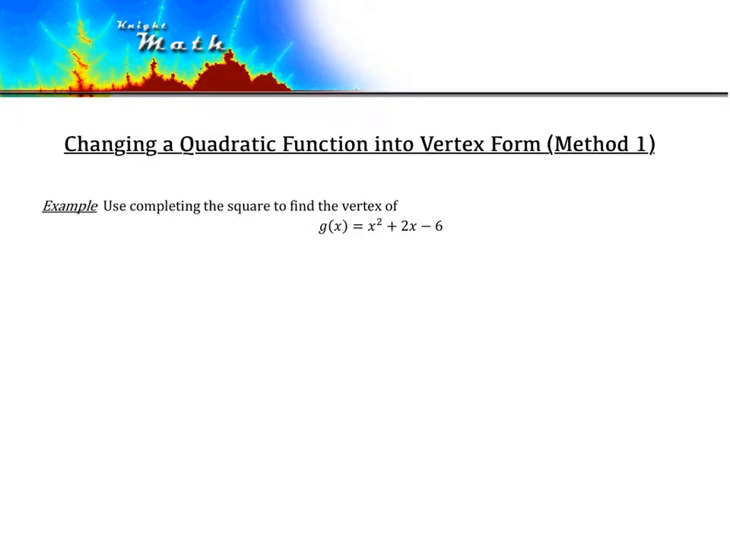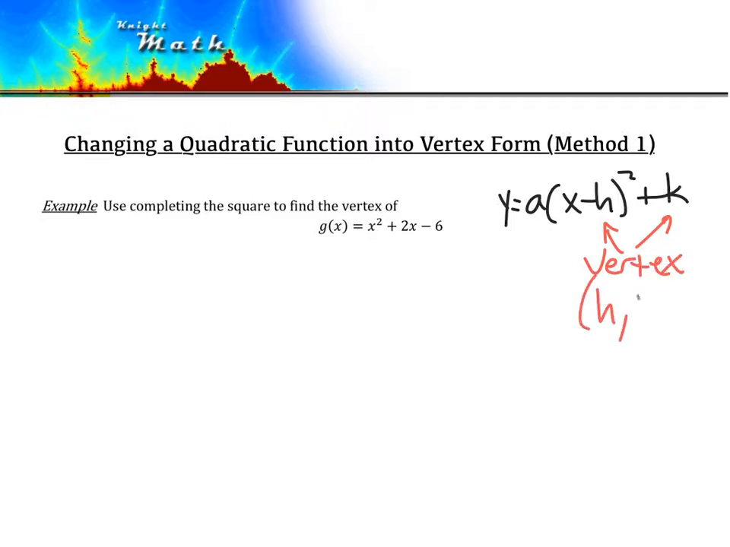So we're going to look at a method for changing a quadratic function into vertex form, because vertex form is real nice to graph, and we'll want to graph it here in a moment. So to do that, we want to get it into this form: y equals a(x minus h) squared plus k, because these two things here show us the vertex. The vertex is (h, k).